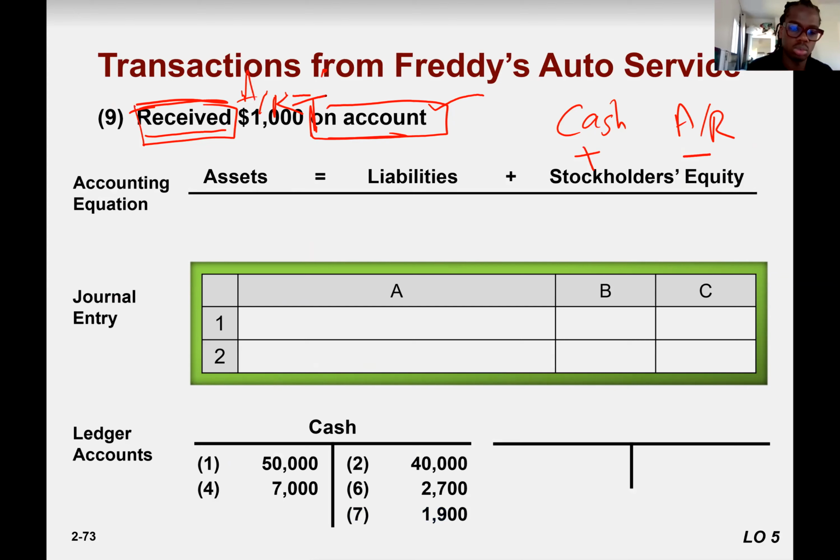So now tell me the entry. Cash increase means? Account receivable decrease means? Account receivable belongs to assets. Asset decrease means? So what is the entry, Lota?